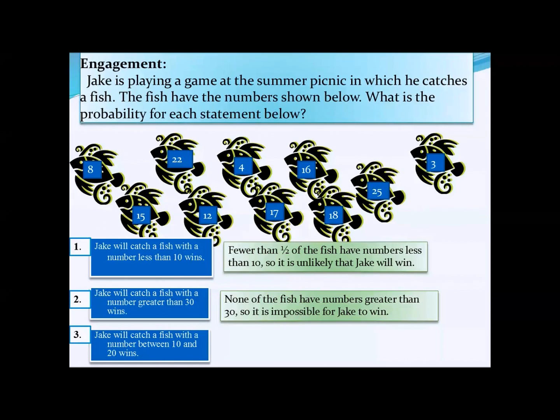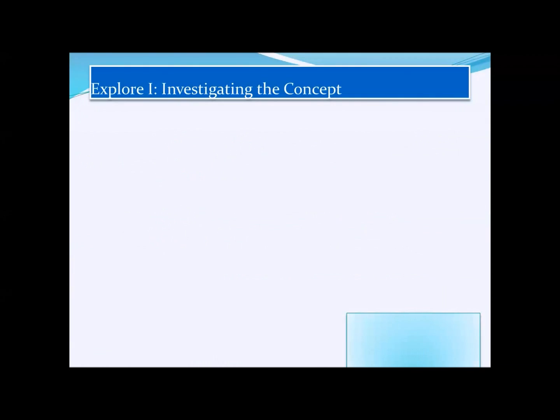How about number 3? Jake will catch a fish with a number between 10 and 20 that will win. A number or numbers between 10 and 20. Are you looking? Let's see what the answer is. The same number of fish are winners as losers, so it is equally likely that Jake will win as lose. Okay, let's move on to our lesson.